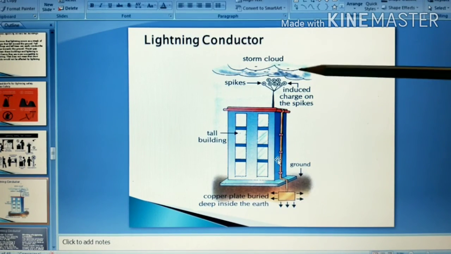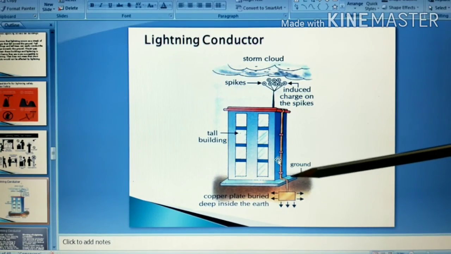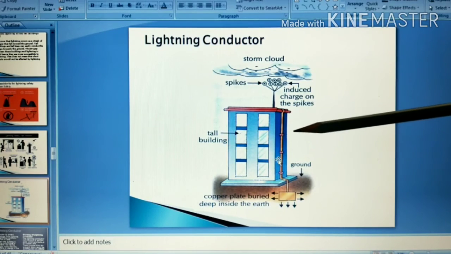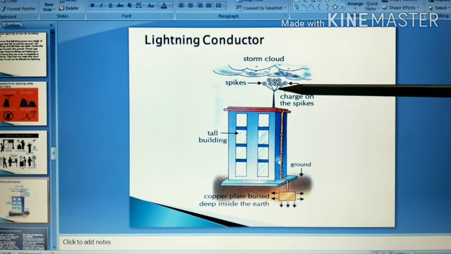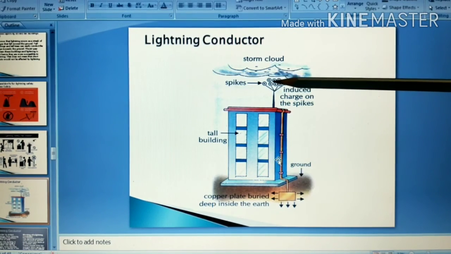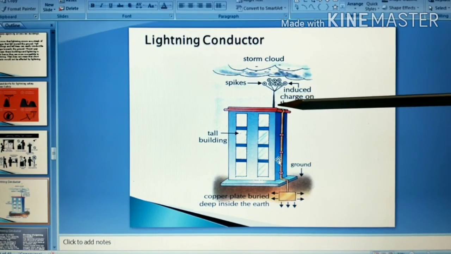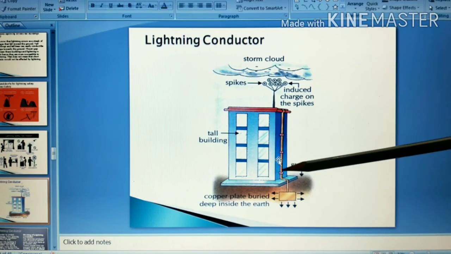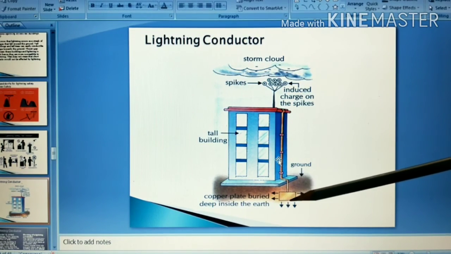So this is the lightning conductor you are seeing, which is passing over the side of the building onto the ground. Now it consists of a long lightning rod of iron or copper with a number of sharp spikes at the top end. So you can see these are the sharp spikes at the top end. These are made up of iron. This is connected to a long rod which is passing along the sides of the building and then finally to the ground. Now as this rod runs, the lower end of the rod is connected to a metallic plate, usually a copper plate, which is then buried deep inside the earth.